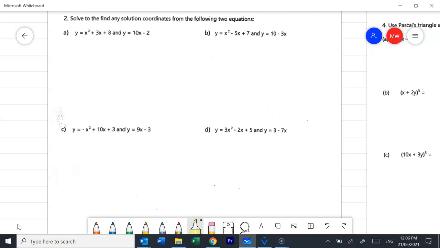Now, these ones are nice. You can see that both of them equal y to start with. So what we can do is we can just back the equations up against each other. If they don't, you're going to have to manipulate the equations to make them equal y, okay? Or that would be one way I would recommend doing it. So if they're both equal to y, what that means is that x squared plus 3x plus 8 equals 10x minus 2, okay? Because they're both equal to y.